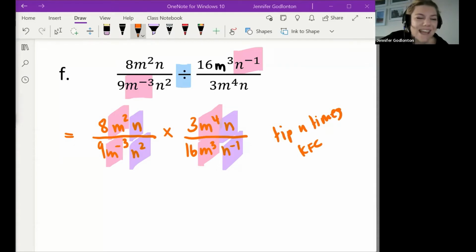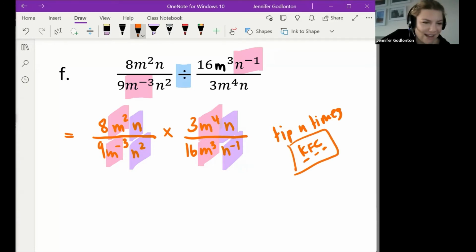Okay, so what is KFC? KFC stands for keep, flip, change. It's just something that we do when we are dealing with fractions and we've got a divide sign involved. Okay, that's all it is. Keep, flip, change. It's just an easy way to remember what we do when we're dividing fractions. Think of it as tip and tumble.